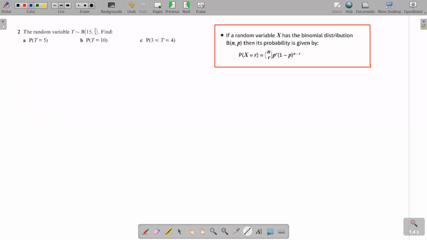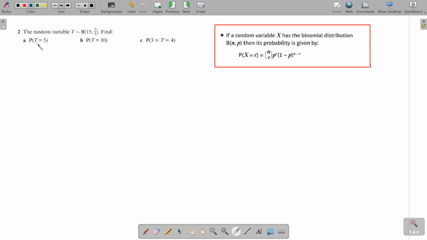Okay, so moving on to question number 2. They say the random variable T follows a binomial distribution. And this time the fixed number of trials, n, is 15, and the probability of a success is 2 over 3.